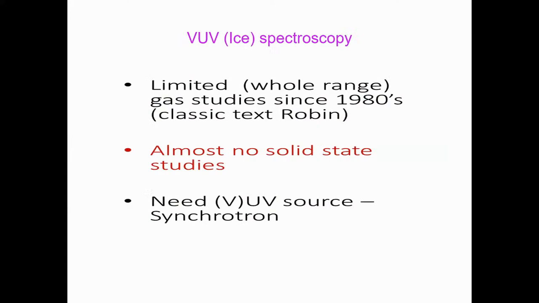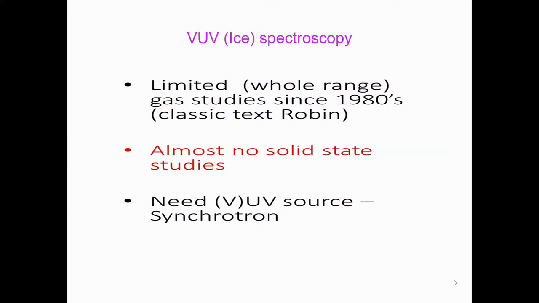So this just aims to highlight a particular area of spectroscopy that perhaps isn't as well known as the infrared. It doesn't have as many people working in it. And that is ultraviolet spectroscopy. Ultraviolet spectroscopy is an incredibly powerful tool for trying to identify molecules because of their spectral fingerprints in the UV. But most of the experiments have been relatively limited, and many of the experiments are rather old.